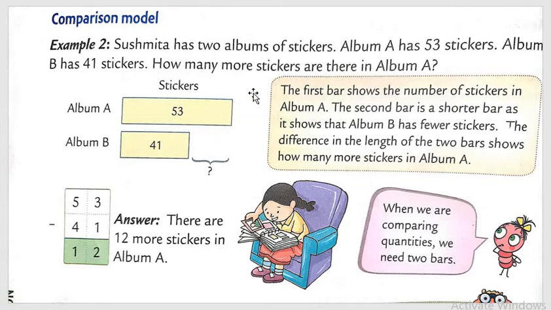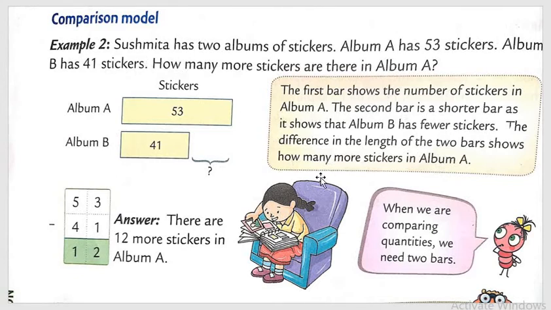So what we are going to do here, we find how many more stickers are there in album A. Got my points? Read these instructions first. The first bar shows the number of stickers in album A. Then after, the second bar, a shorter bar, shows that album B has fewer stickers. The difference in the length of the two bars shows how many more stickers in album A. It means what? Now the first bar shows the number of stickers in album A.